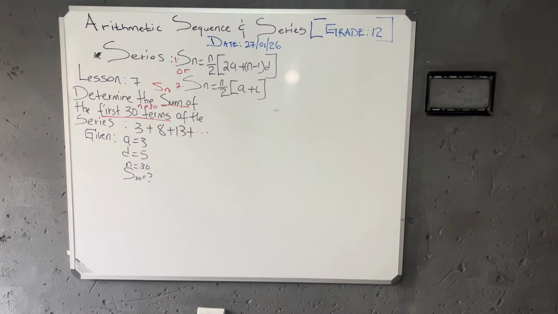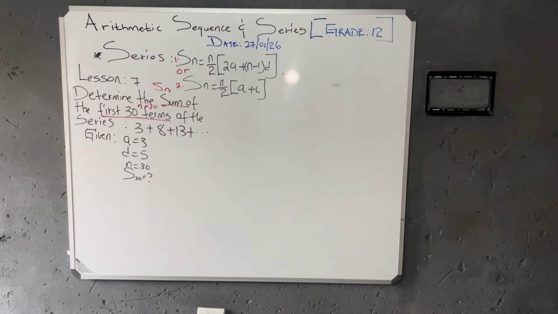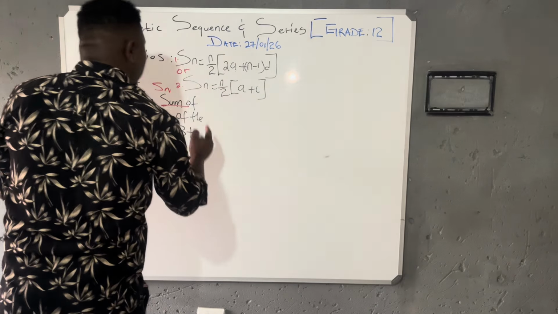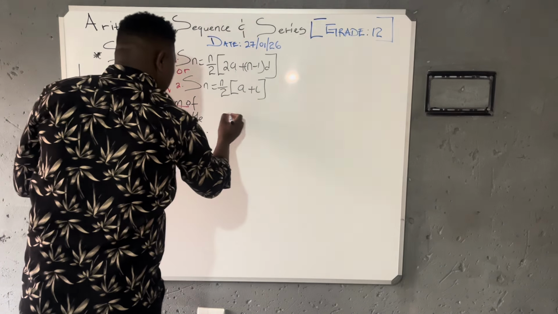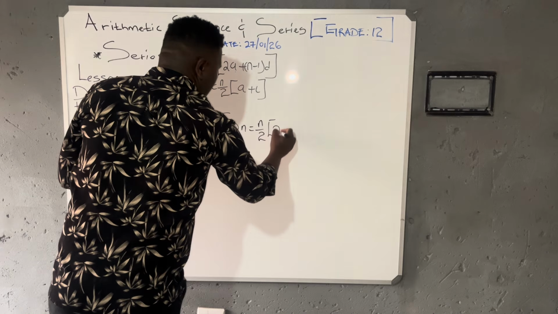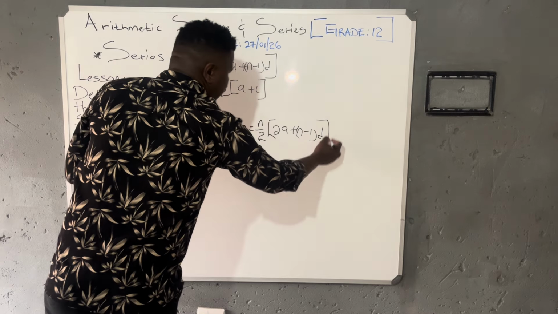Always carefully check what you have in order to check what it is that you don't have. What is missing is basically what they're going to ask you. Whatever you don't have, it's what they're going to ask you. Now, selecting that formula, Sn equals n over 2 times 2a plus n minus 1 times d, for difference.